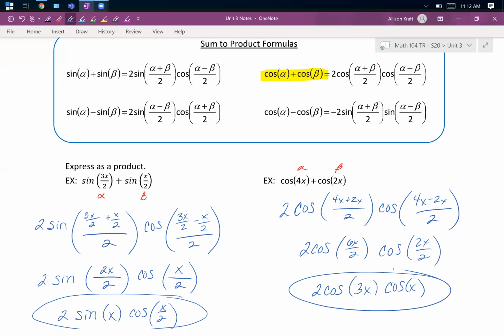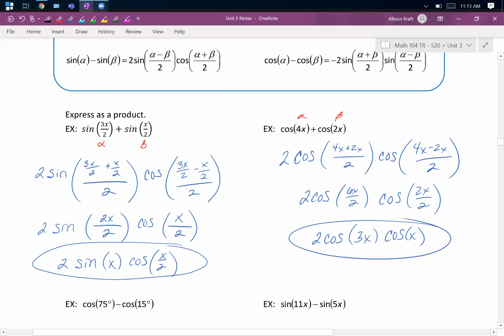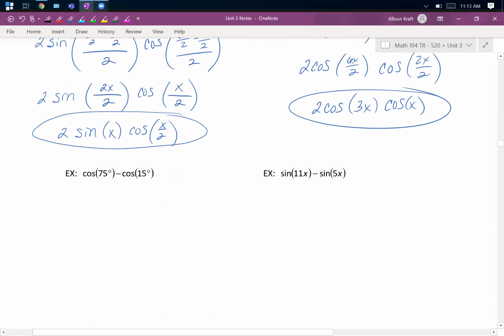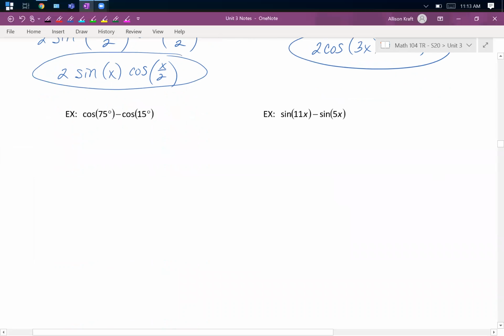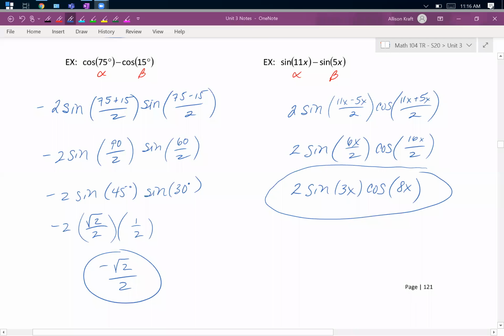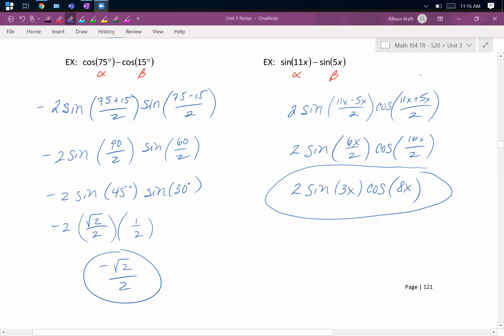Questions, anybody? All right, well, why don't you guys try the next two? So we get the answers of negative square root of 2 over 2 and 2 sine of 3x cosine of 8x. Let's talk about the first one.